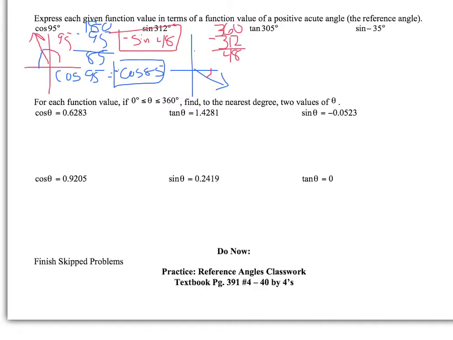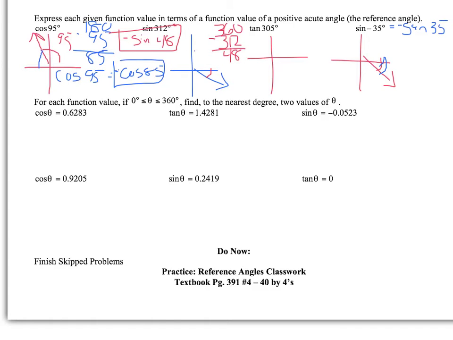For tan 305, actually let me skip that one. You guys do that one. I'll do sine negative 35. Negative 35 is that angle right there. Remember, my reference angle will actually be that same angle. Sorry, I have a hard time drawing. That reference angle is 35, so I'm going to claim that sine negative 35 is equal to sine 35. I typed them in my calculator and I see they're off by a negative, so I'm going to stick a negative in front of that.